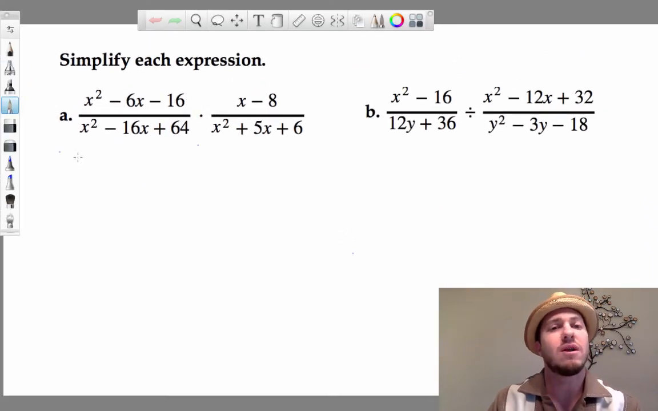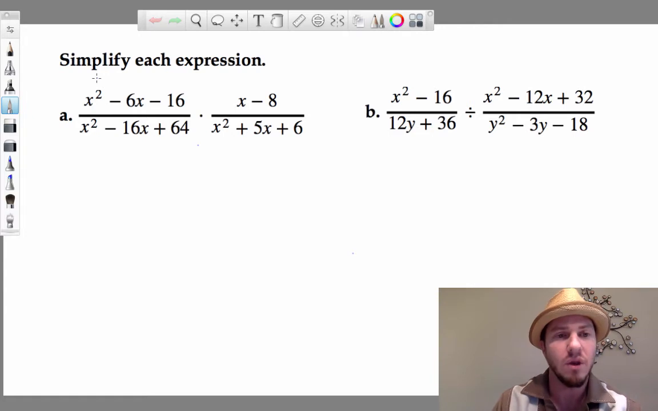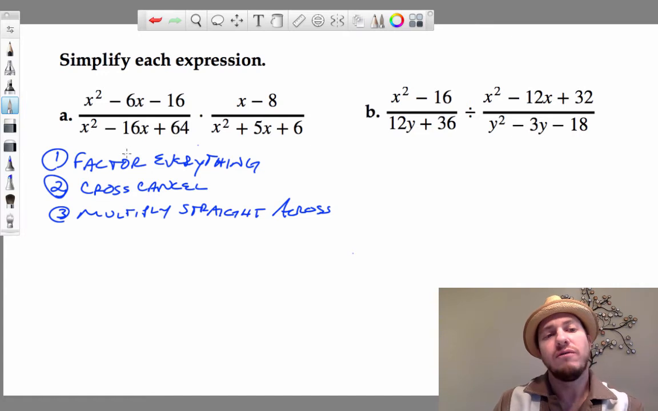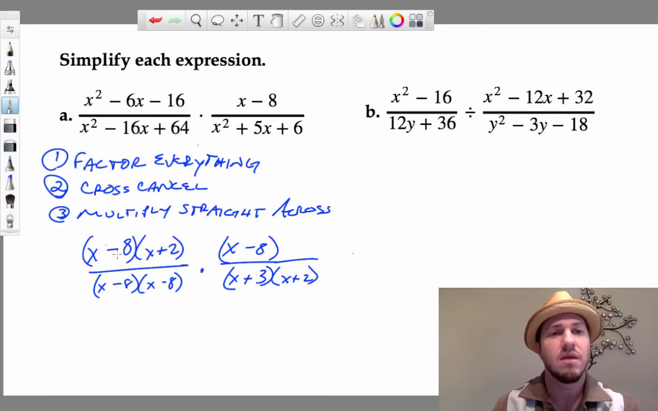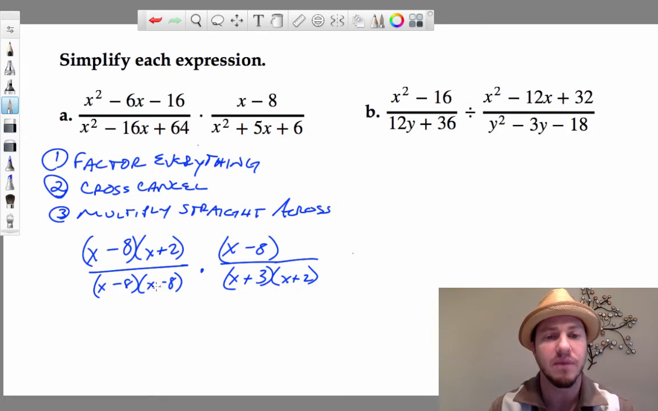So these are the ones that are going to be new. And you don't have to multiply them. I'm actually going to follow these 3 steps. Factor everything, cross cancel out your common factors, and then multiply straight across. So I'm going to factor this numerator, this denominator, and this one can't be factored. So I'm left with this, the first quadratic factored into x minus 8 times x plus 2. Its denominator factored into x minus 8 times x minus 8, and this denominator factored into x plus 3 times x plus 2.